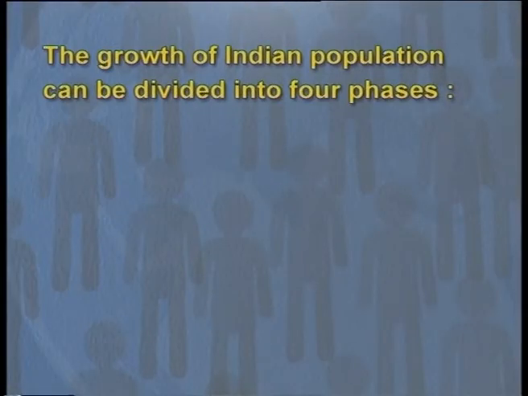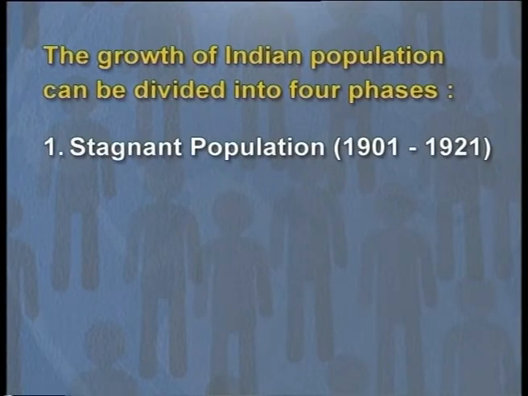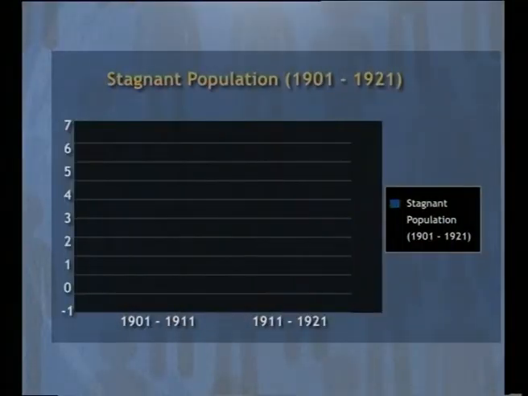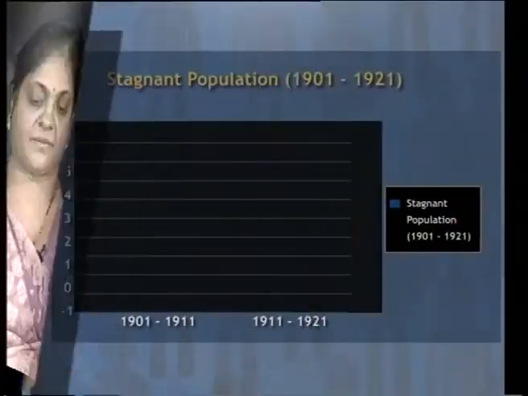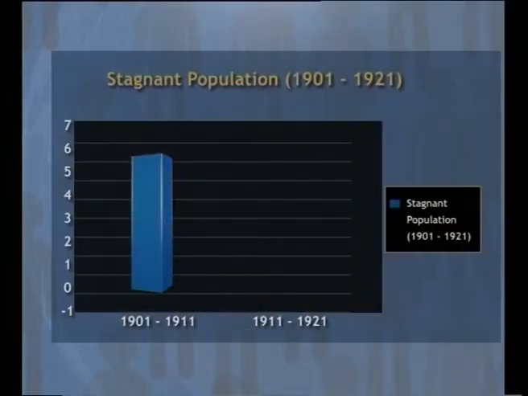As far as the growth of Indian population, it can be divided into 4 phases. The first stage is known as stagnant population. The period is from 1901 to 1921. In this phase, population growth increased by only 1.29 crores. It is quite interesting to note that if at all we break up this period into 2 decades, from 1901 to 1911, the recorded growth rate was only 5.75%, since the natural growth rate of population was low, about 6.6%.